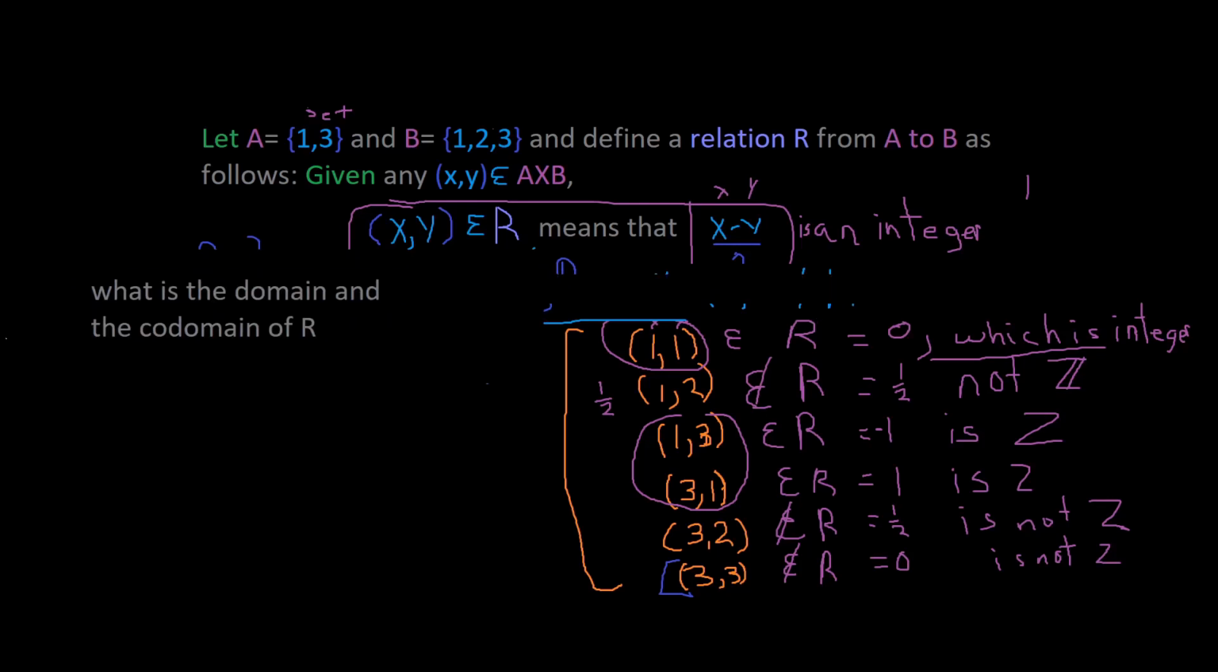Alright, so our next question says, what is the domain and the codomain of R? And so we just have to take a look at our ordered pairs, and then we just have to determine what is what. And so our domain is going to be, if it's seen right here, 1 to 3.